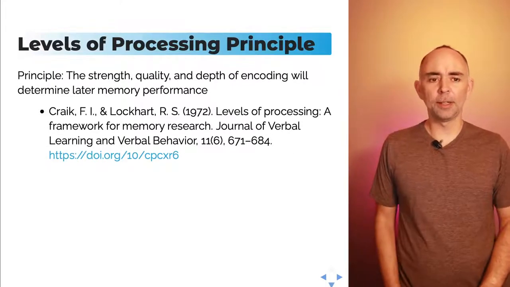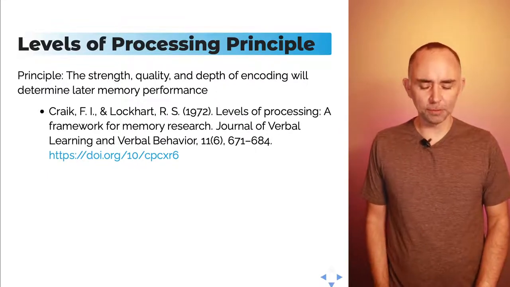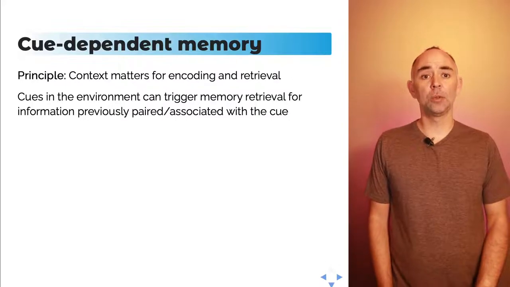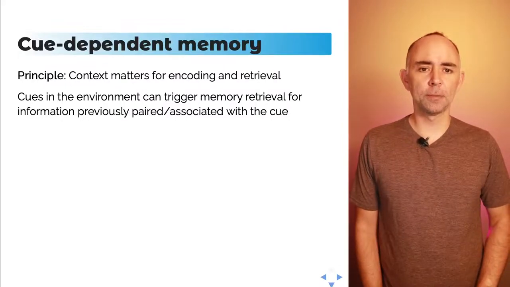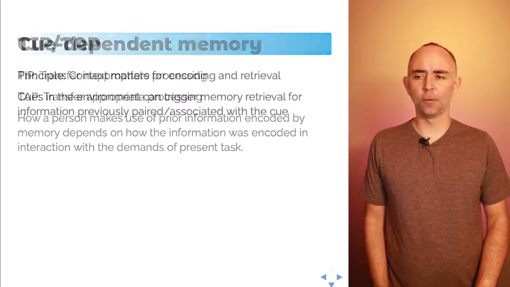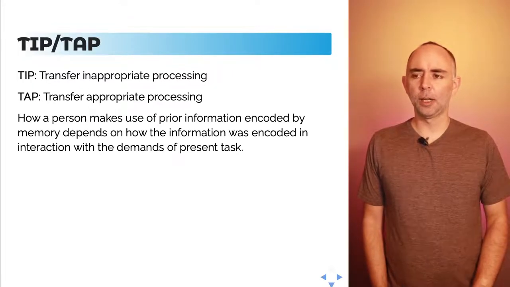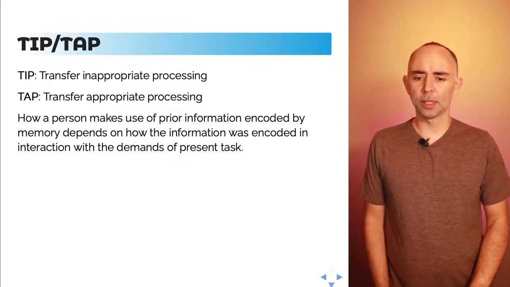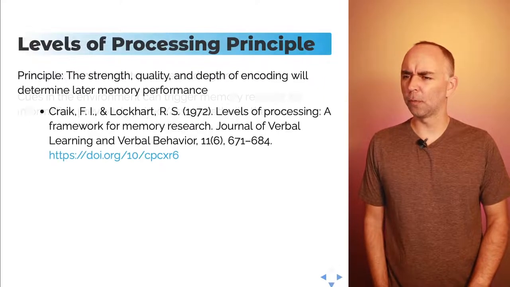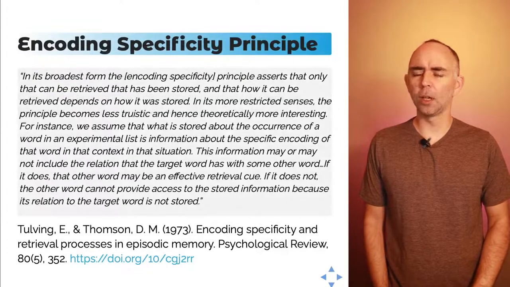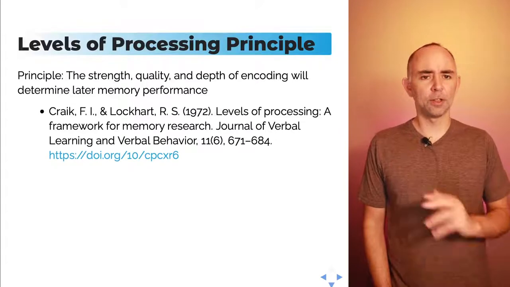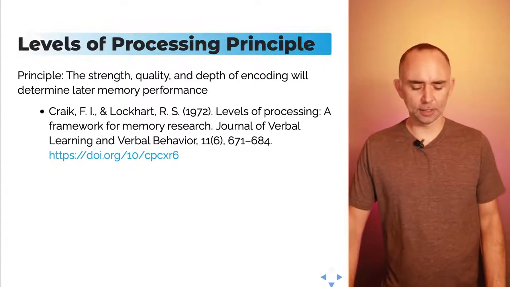We're going to talk about the levels of processing principle. That's one. We'll talk about the cue-dependent memory principle. I guess there's actually four here. And we'll talk about transfer inappropriate and transfer appropriate processing principle. There's one missing somewhere. Oh, the encoding specificity principle. All right, starting back with the levels of processing principle.